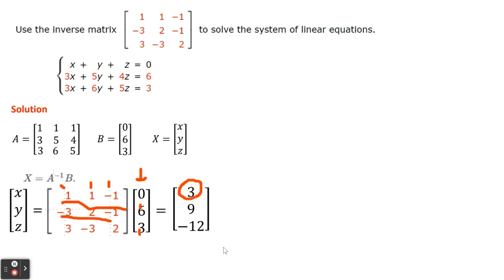Then we go to the second row. Negative 3 times 0 is 0. 2 times 6 is 12. And negative 1 times 3 is negative 3. So if we add negative 3 and 12, we get 9. And then the last one, 3 times 0 is 0. Negative 3 times 6 is negative 18 plus 6. So we end up with negative 12. So my solution, x is equal to 3, y is equal to 9, and z is equal to negative 12.